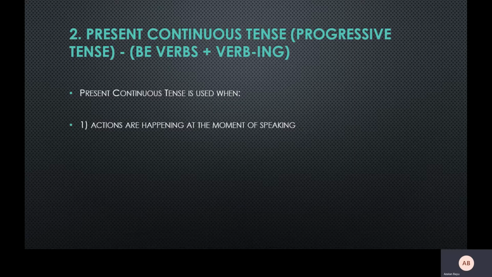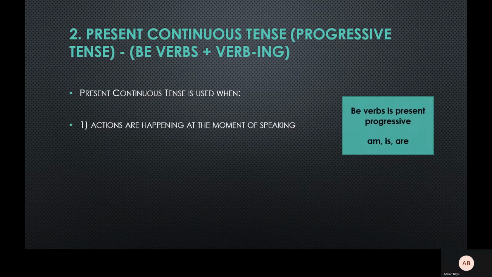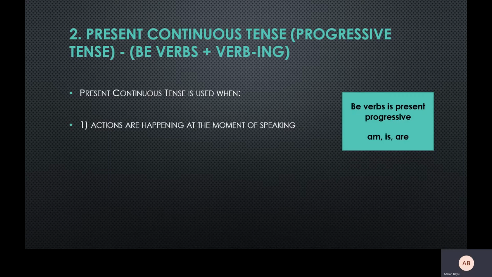All right, the basic way to form this tense is you have to pair be verb plus verb plus ing. Be verb here means in present tense. For example, we have am, is, and are. Am is only for I, is for singular and are for plural. Then you use the verb which you have added with ing. We have the be verb in present progressive: am, is, and are, like I've told you before.